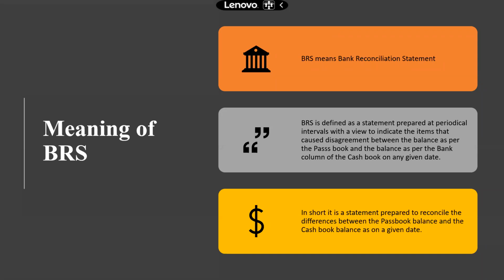So we have a column for entering the cash related transactions. We have a bank column for entering the bank related transactions. Now, whatever transactions are related to the bank, suppose we have received a check or we have issued a check to someone, we enter it in the bank column of the triple column cash book, right?